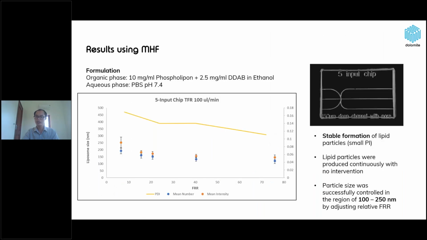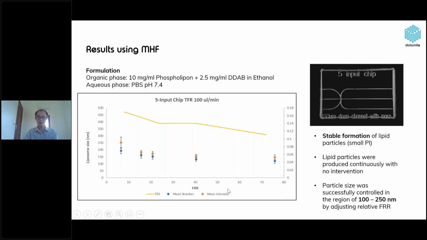Here are some results with our system using different chips. For this one, we use a 5-input chip with 150 micron deep channels. The conditions are shown here: 10 milligram per mil for the lipid and DDAB at 2.5 milligram per mil as the surfactant in ethanol, and the aqueous phase is PBS solution with a pH of 7.4.